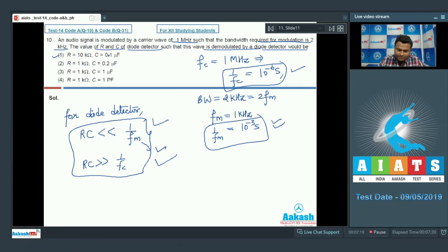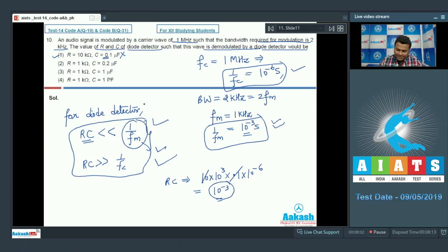Move on to the first option. R is 10 kilo-ohm, C is 0.1 microfarad. So you will get the value of RC as 10 into 10 to the power 3 multiplied by 0.1 into 10 to the power minus 6, that is 10 to the power minus 3. Now RC should be much smaller than 1 by Fm, but here RC is exactly equal to 1 by Fm, so we cannot take this option. Move on to the next.